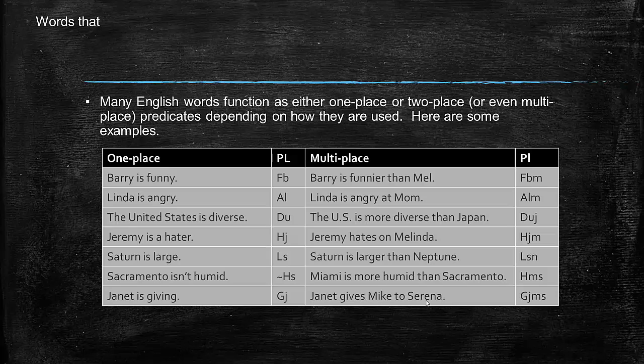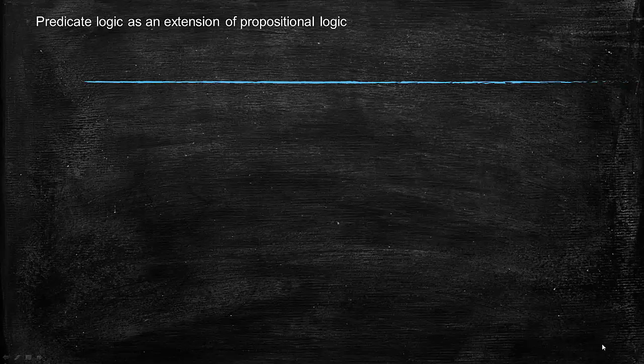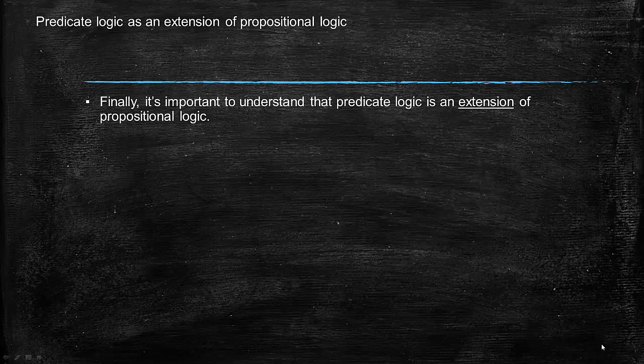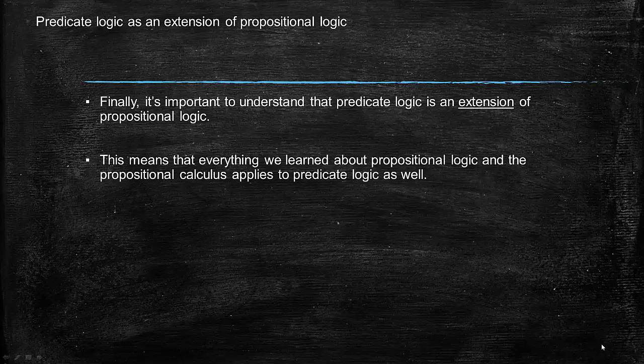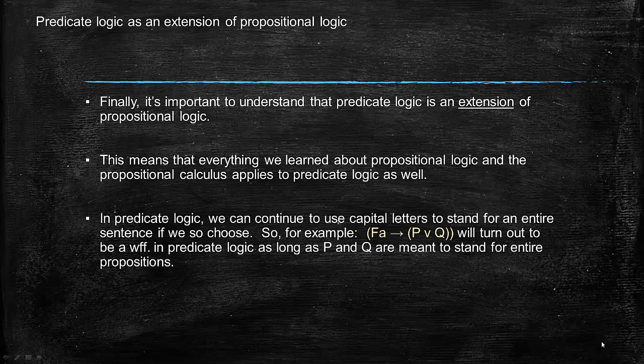Say Mike is Janet's dog, right? So Janet gives Mike to Serena is a multiplace predicate. All right, so earlier we said that predicate logic is an extension of propositional logic. So what do we mean by that? Well, what we mean is that basically everything we learned about propositional logic and the propositional calculus applies to predicate logic as well. There's nothing in propositional logic that isn't part of predicate logic.